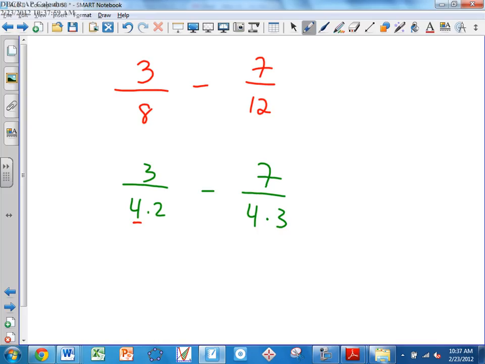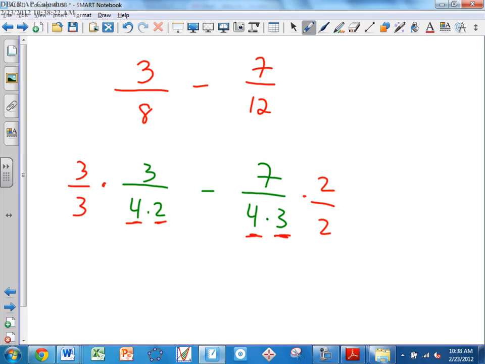Here we have a 4 and a 2, enough. Here we have a 4 and a 3. Right, so there's a 4 in both cases, but I'm missing a 3 over here. So I multiply by 3 over 3. Now my denominator has a 3 and a 4, just like this one has a 3 and a 4. But now what is this one missing? A 2. This is how you really get a common denominator.